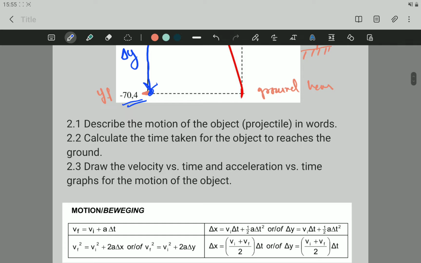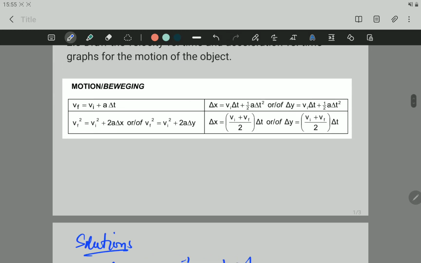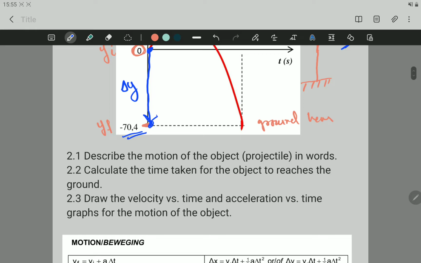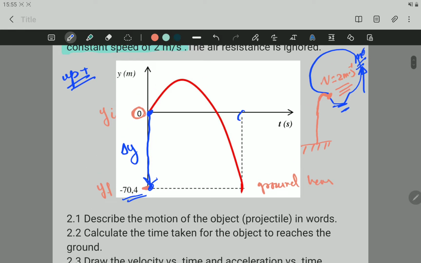Now, question 2.2, we have to do some calculations. This question says, calculate the time taken for the object to reach the ground. They ask for this time, we don't know it, and we have to calculate it. That time is the time the object takes to go from the starting point to the final point. How long does the object take from the hot air balloon to the ground?